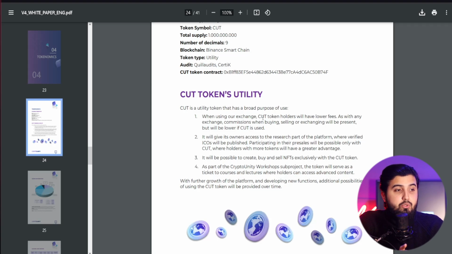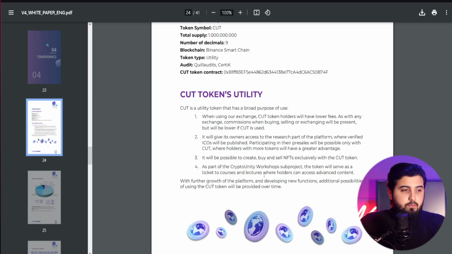So it gets used in exchange. We already know that whenever we do anything on exchange, whether we buy, any kind of transaction, there are fees. But if you're a holder of the CUT token, the fees will be reduced. You will have to pay lower fees. And the opportunity to get into ICOs and IDOs will be presented to the CUT token holders. And the more tokens that you're holding onto, the more advantages that you get.